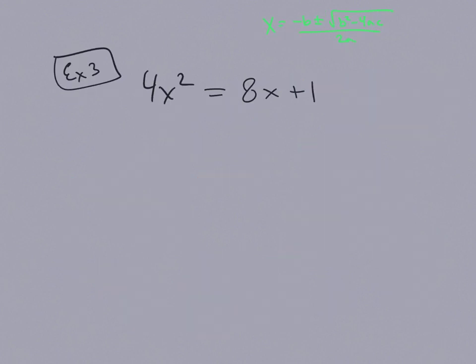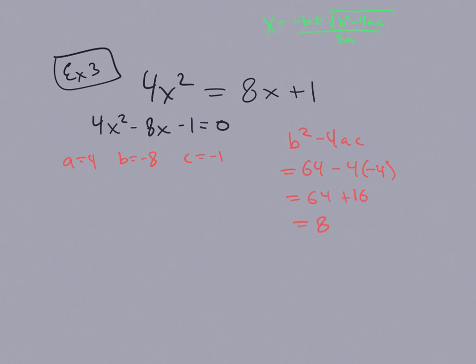One more. 4x squared equals 8x plus 1. Let's get it equal to 0. If you want to try this on your own, you could pause the video and do that. I'm going to work through it though. Okay, so we can do a equals 4, b equals negative 8, and c equals negative 1. That gives me b squared minus 4ac, which equals 64 minus 4 times ac would be negative 4. So that's going to be 64 plus 16, which is 80.